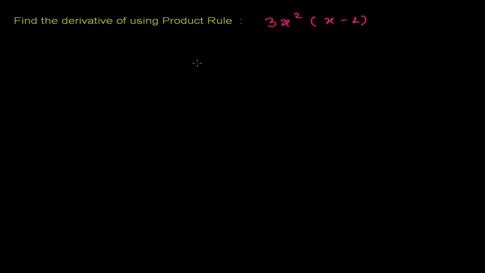Here we're going to have some good practice of product rule. So this is the first problem I'm going to solve using product rule. Suppose my function y is 3x squared times (x minus 1). This is my function, and the question says I have to use product rule.